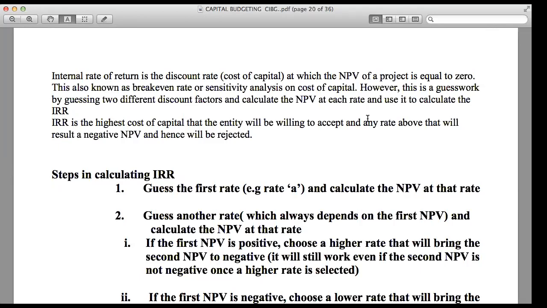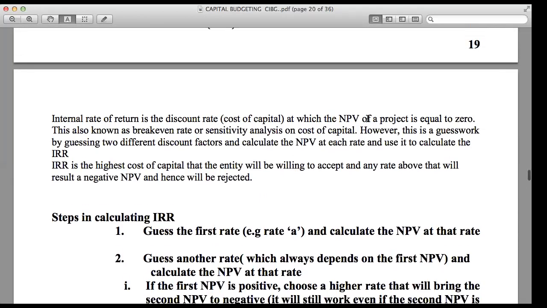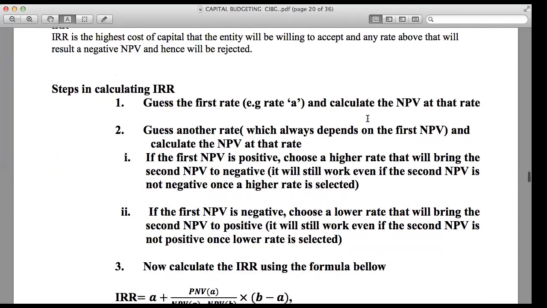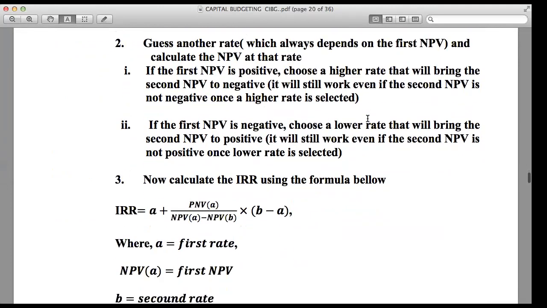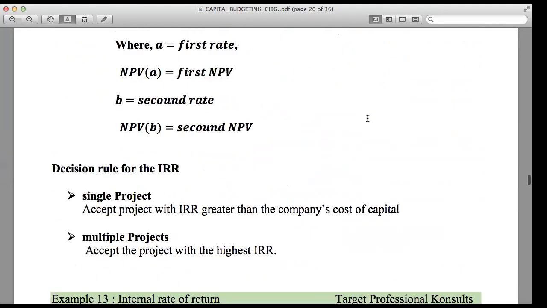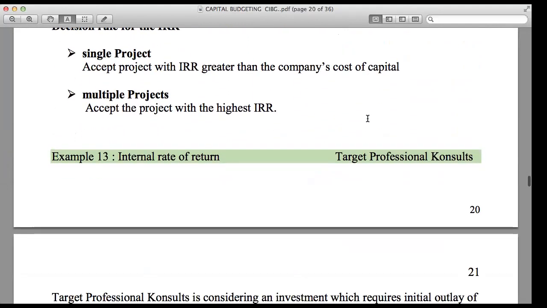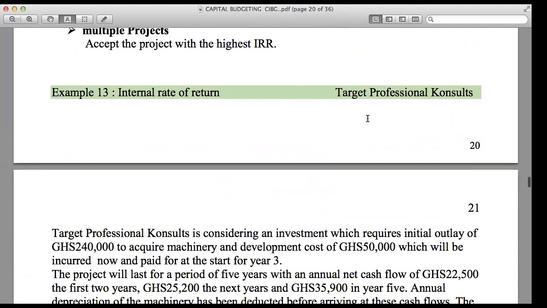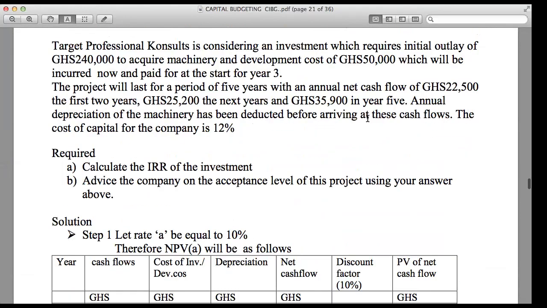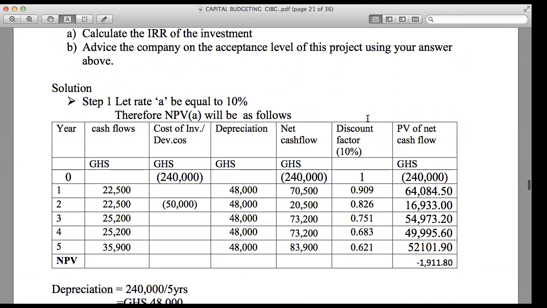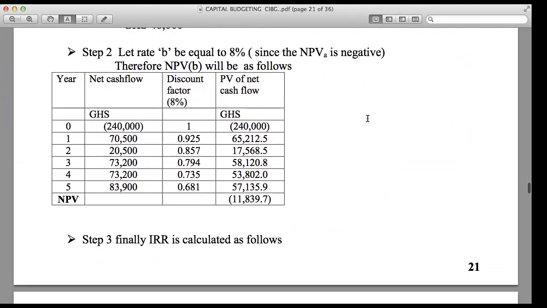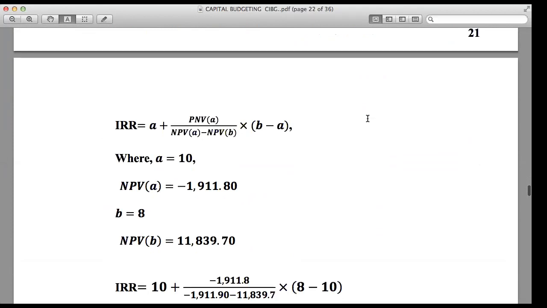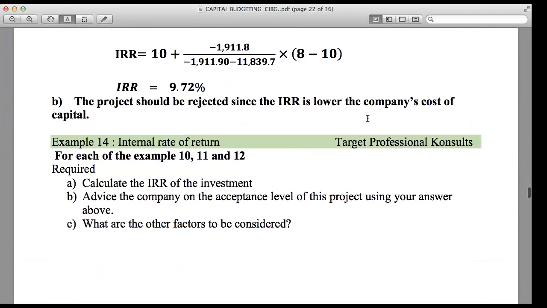Okay, so internal rate of return is here. I've explained it and given the steps in calculating internal rate of return. The steps are here. Kindly follow the steps and then the decision rule. An example, Example 13. So for step 1 we do it, then we go to step 2, then we do it, then we go to step 3, and then we are done with the internal rate of return. You should be fine.